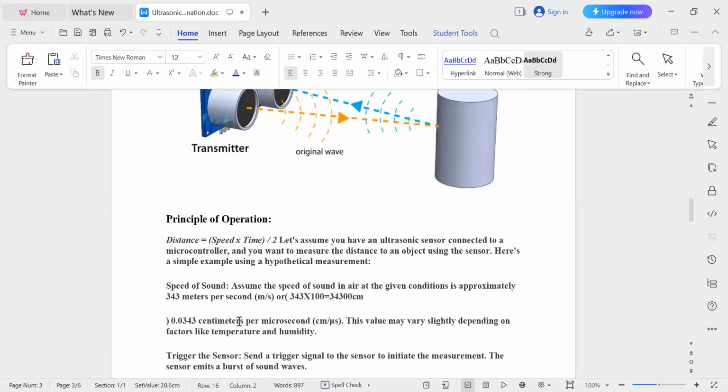So what is a microsecond? The value I have taken, 34300 centimeter per second, divided by microsecond. Microsecond means 10 to the power of minus 6. So if I do this, I'll get the value 0.0343 centimeter per microsecond. So this much I have to calculate first.